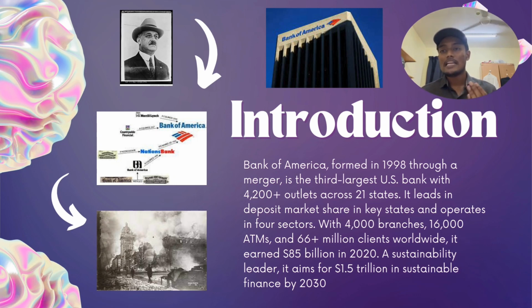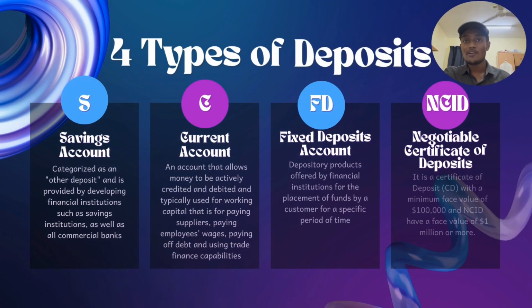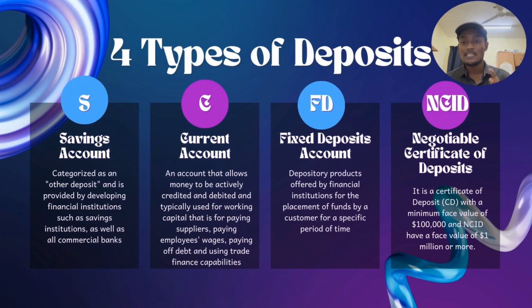and it is the third largest US bank with 4,200 plus outlets across 21 states. It leads and focuses on deposit market share in key states and operates in 4 sectors. There are many branches. ATMs have already been done in 2020, and they are focusing on sustainable financial income in 2035. Next, we will be talking about the 4 types of deposit that have been offered by Bank of America.